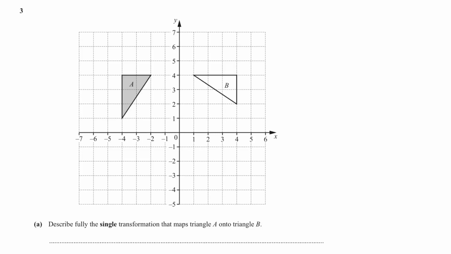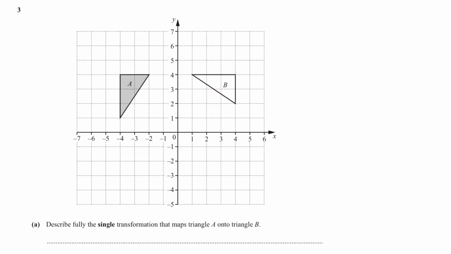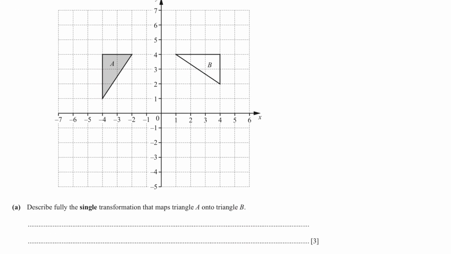Part A. Describe fully the single transformation that maps triangle A onto triangle B. You can see that the position of the shape has been changed, but the size is the same. So it is a rotation, and it's 90 degrees clockwise from the center 0, 0.